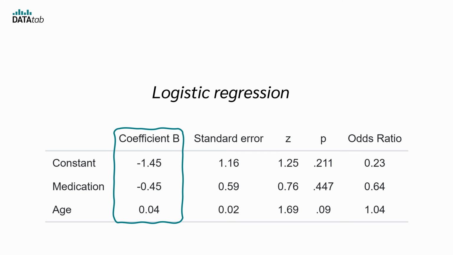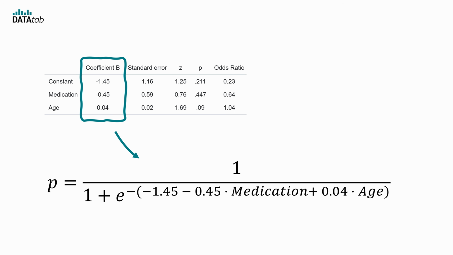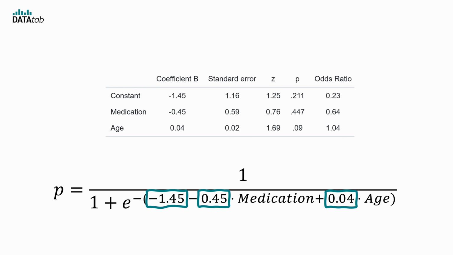In the first column, we can see the coefficients that define our model. These coefficients can be entered into the logistic regression formula. I know the formula might look a bit intimidating. If you want to learn more about it, feel free to check out our in-depth video on logistic regression. Here we can see the coefficients from the table. The constant, the coefficients for medication and for age.